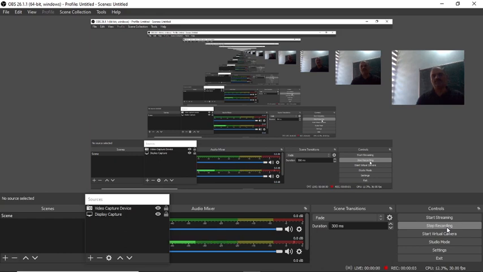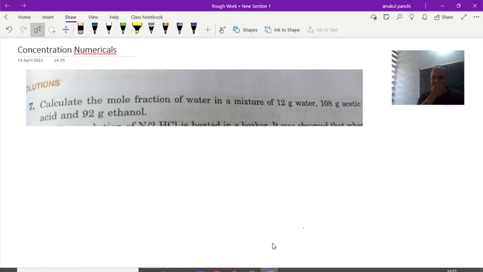Good evening. Today, some problems have been given by students. There is one problem given by Ashish Sharma, which is a numerical from concentrations of solutions.